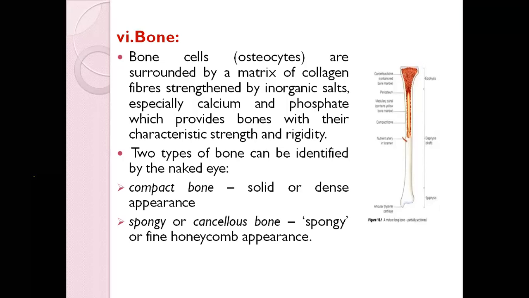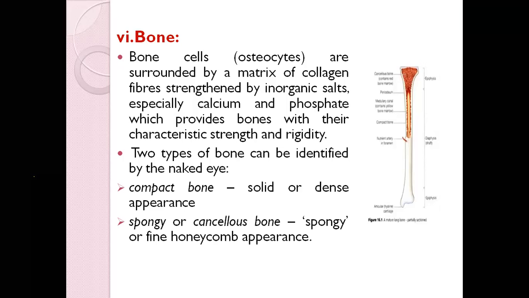Two types of bone can be identified. We have the compact bone. From the word itself, these are very solid or have a very dense appearance. And spongy or cancellous bones are spongy, with a fine honeycomb-like appearance. For the bones, I'm not going to go into detail since you'll be learning in detail. We have one specific unit, the skeletal system, where you'll be learning all about the bone.